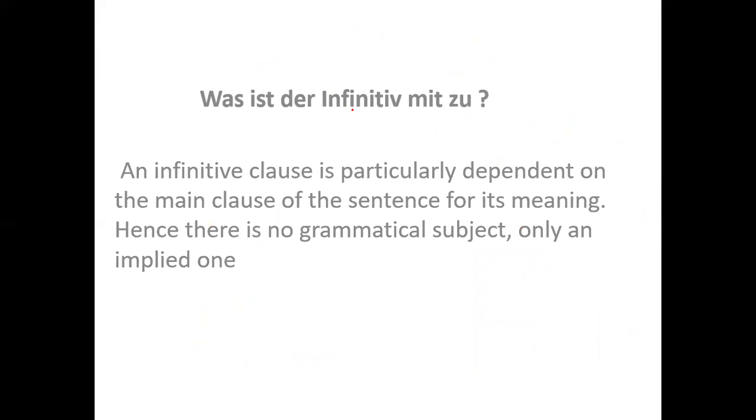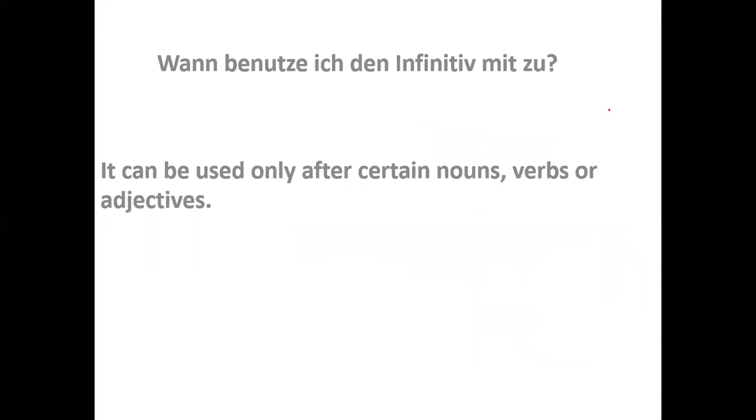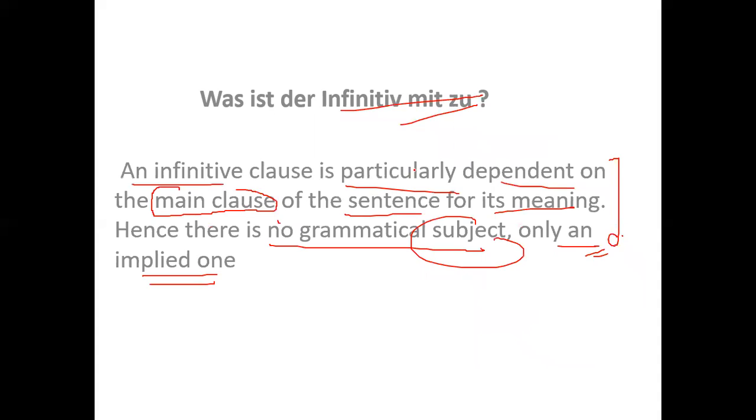So this is one thing. Now let's read the definition first, the technical language. It says an infinitive clause is particularly dependent on the main clause of the sentence for its meaning. Hence, there is no grammatical subject, only an implied one. So this is very difficult to understand, right? Let's discuss the example first. Only then you will be able to understand the definition of it, right? Because when we see the example and then we analyze the sentence, then you will find this definition quite easy. All right. So we will come back to this slide again.